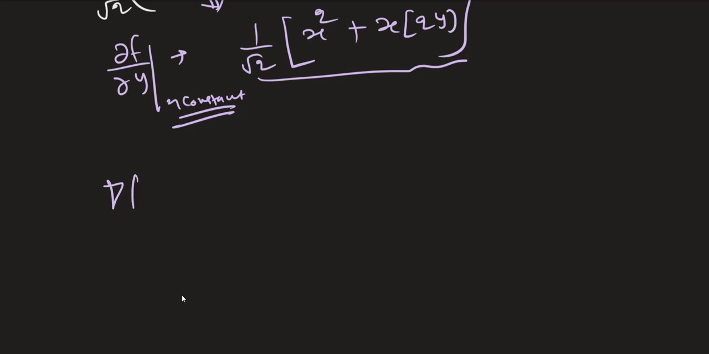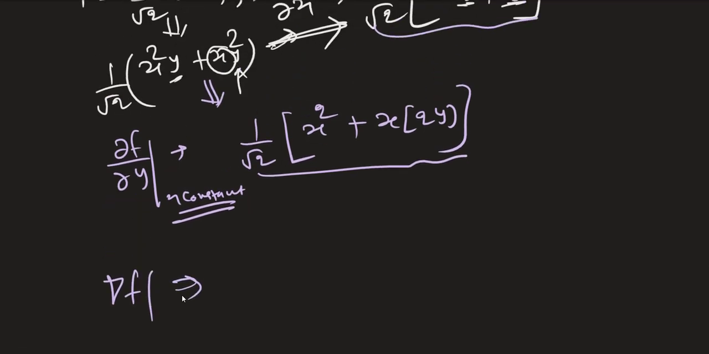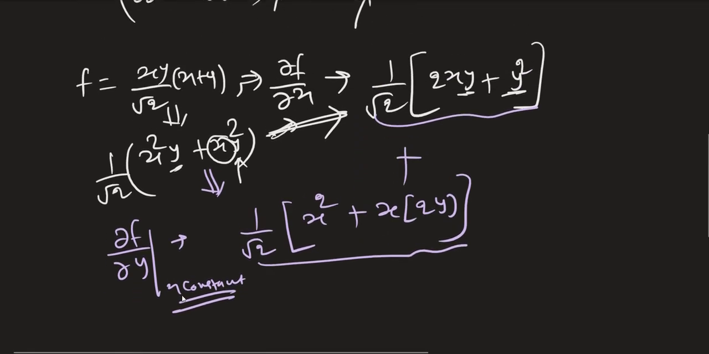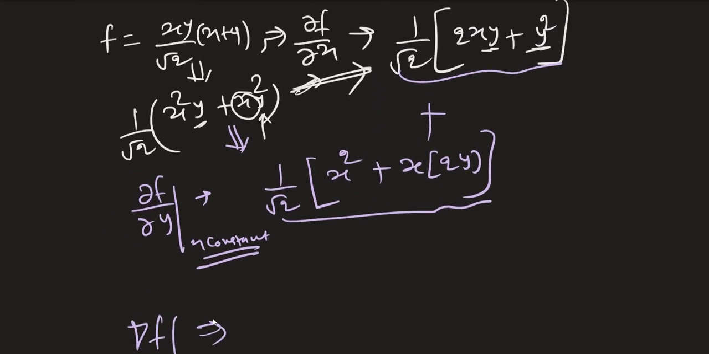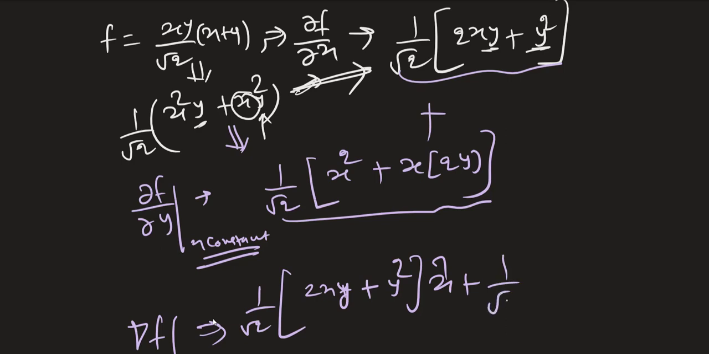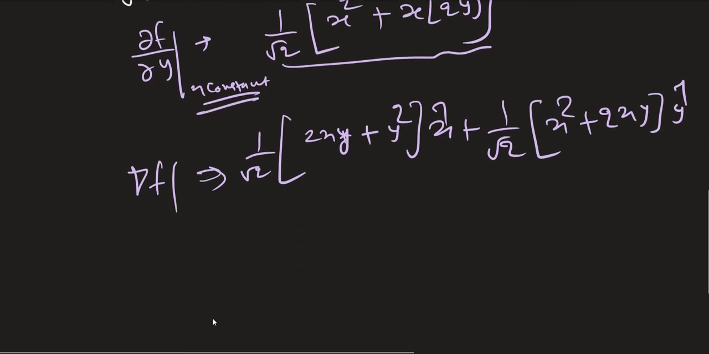So this is my del f by del y. Now the gradient of f would be simply, we will be adding these two terms. So 1 by root 2 and 2x plus y square. So this is my x cap plus 1 by root 2 x square plus 2y, this is my y cap. So this is my del f.